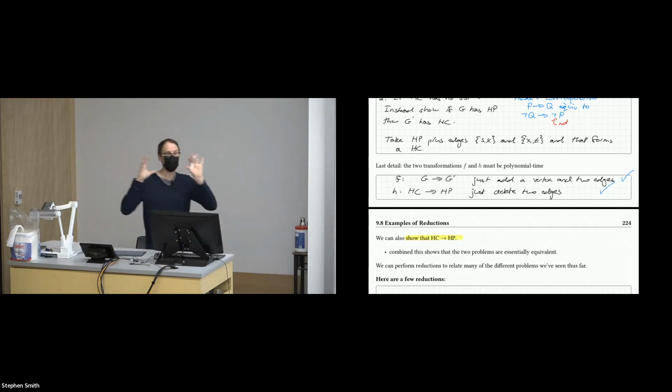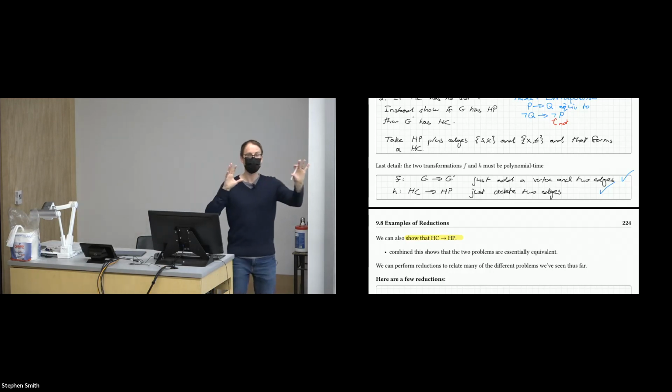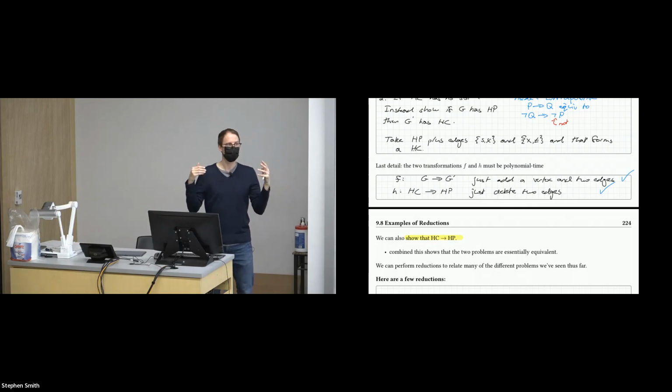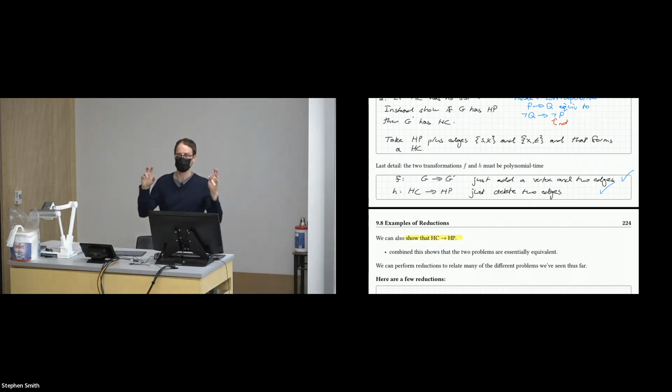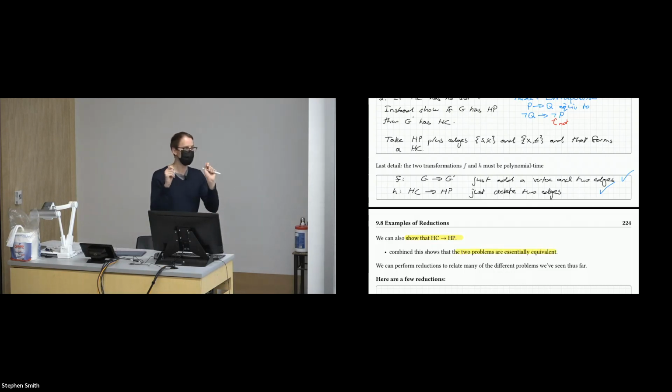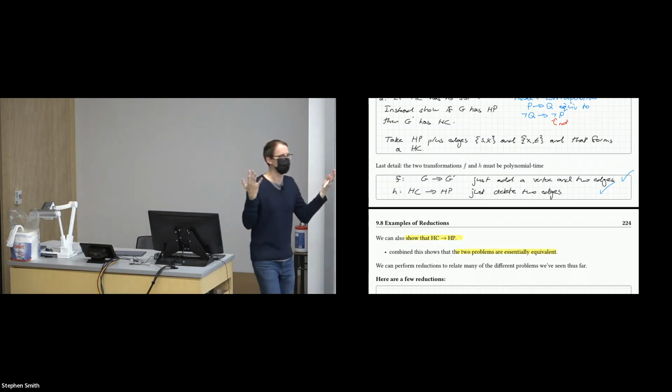And with that pair of reductions, it's like either problem could be used to solve the other in polynomial time. A solution for either problem could be used to solve the other. It's a statement in complexity theory that those two problems are essentially equivalent. And so if you have a reduction both ways between two problems, we say the two problems are in some sense equivalent.